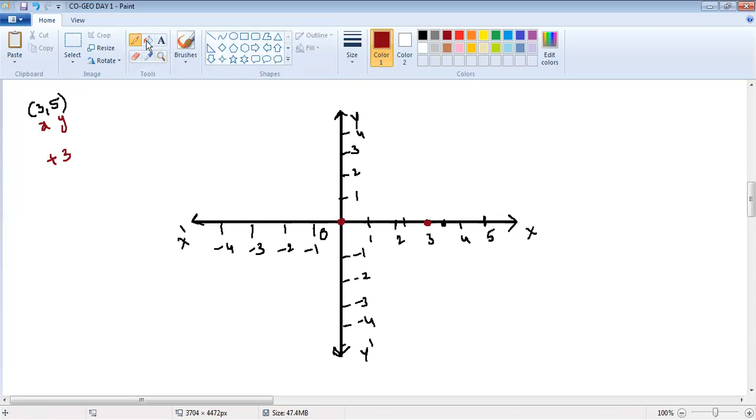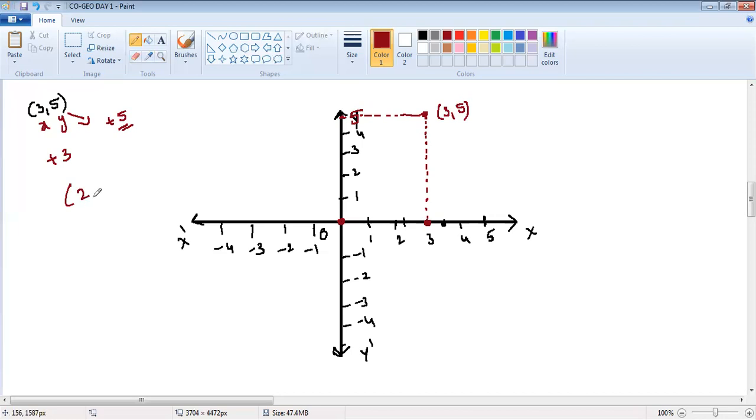I have marked only up to 4, so let me mark up to 5. The 3 units we have to take, and next the Y value is 5, so plus 5. We have to move up because it's plus 5. If it is minus 5, then you have to move down. So 5 units you have to move up. Now this is the required point (3, 5).